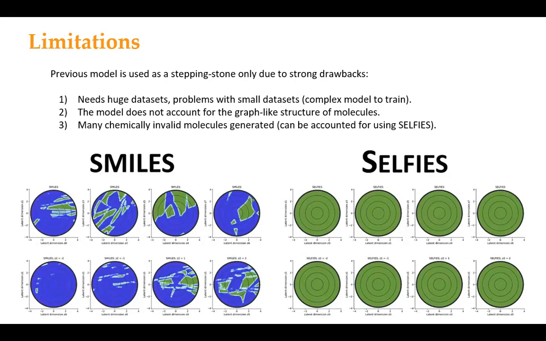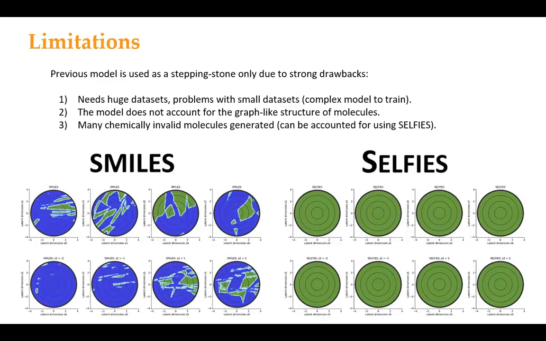So what we see in this graph is a representation of the latent space of some variational autoencoder, and the blue parts are molecules that once decoded are chemically invalid, and the green parts are ones that are actually valid. So we can see that there's a big problem where we generate lots of molecules that are actually not useful at all. For that, we can use other kinds of codes for the molecules. One of them would be SELFIES, which in the case of variational autoencoders doesn't generate chemically invalid molecules. However, it also has some added problems.